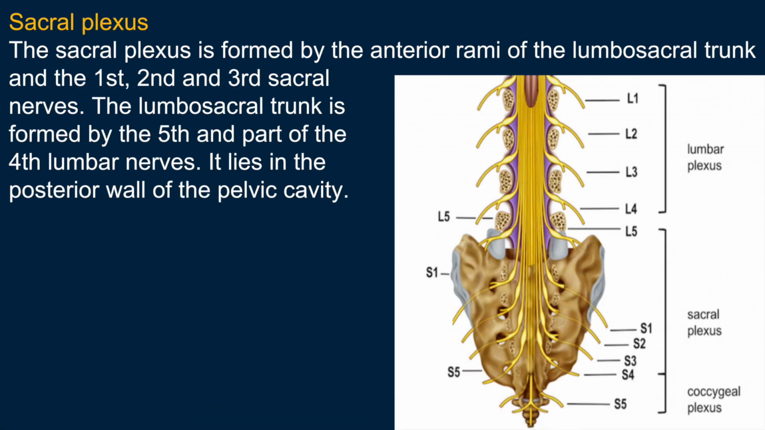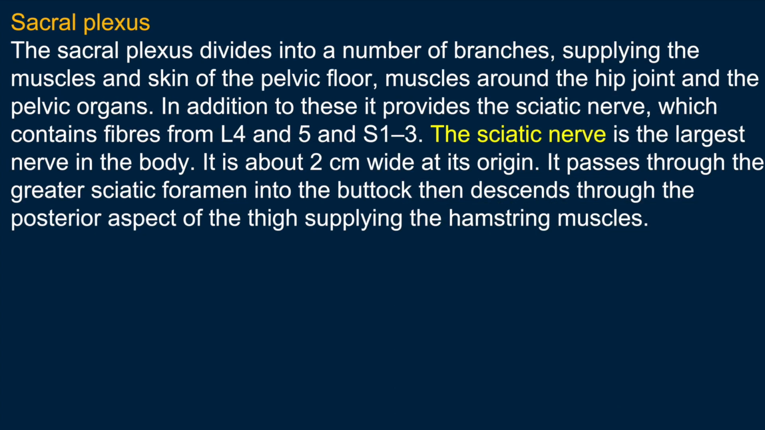Next is the sacral plexus. Sacral plexus is formed by the anterior rami of the lumbosacral trunk and the first, second and third sacral nerves. The lumbosacral trunk is formed by the fifth and part of the fourth lumbar nerves. It lies in the posterior wall of the pelvic cavity. The sacral plexus divides into a number of branches supplying the muscles and the skin of the pelvic floor, muscles around the hip joint and pelvic organs.